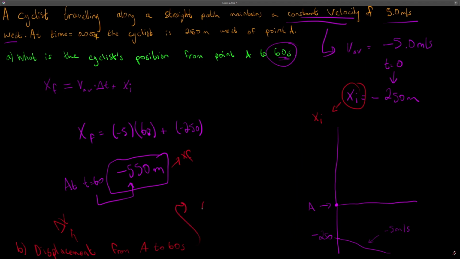We already know the formula for this. Delta x is equal to x final minus x initial. So we simply substitute. x final is negative 550 meters minus negative 250 meters. If we do the math, this will convert to plus, and it's plus 250 minus 550, which is equal to negative 300 meters, and that is the displacement.